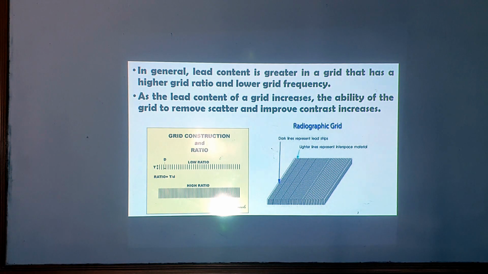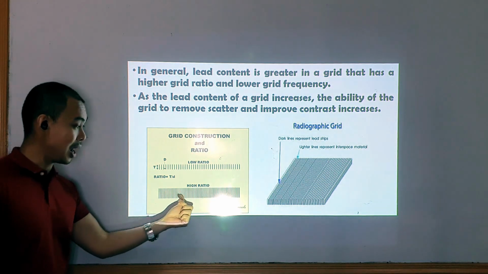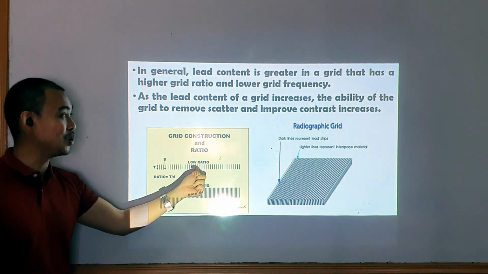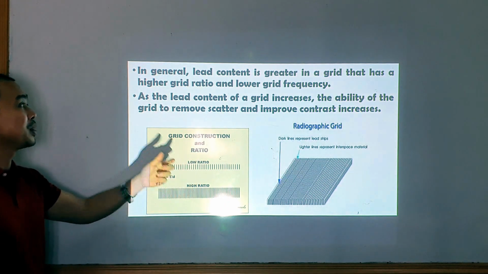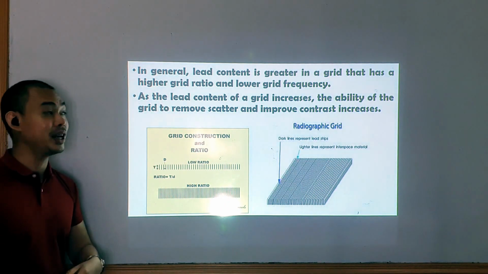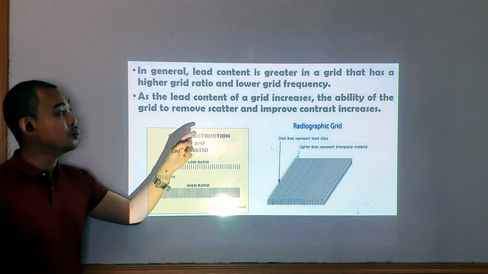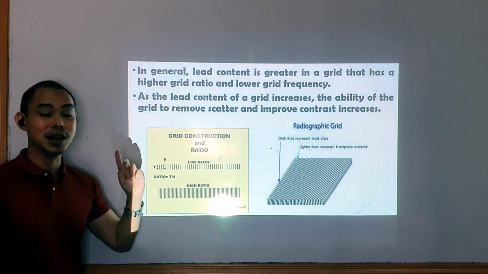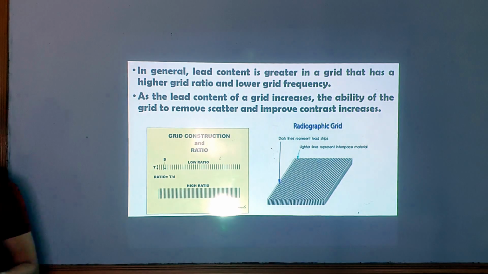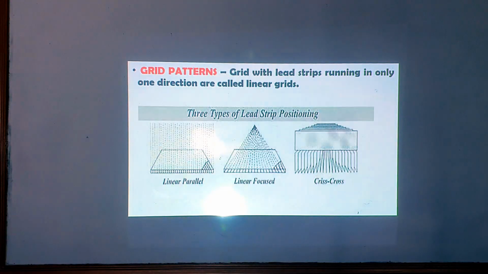In general, lead content is greater in a grid that has a higher grid ratio. Because as you can see, guys, you have a lot of lead content here as compared to your lower grid frequency. As the lead content of a grid increases, the ability to remove scatter radiation and improve contrast will also increase.